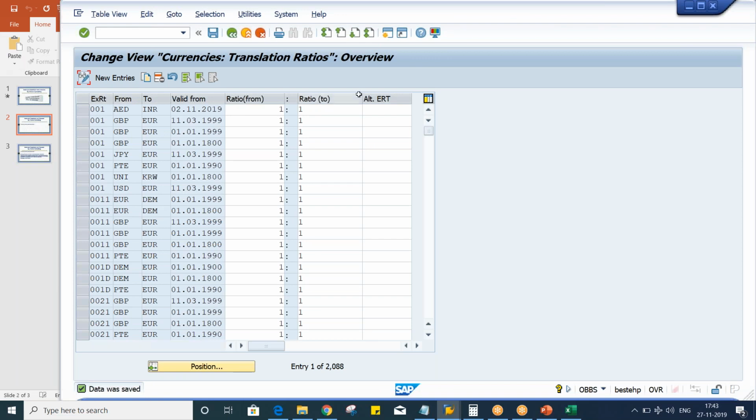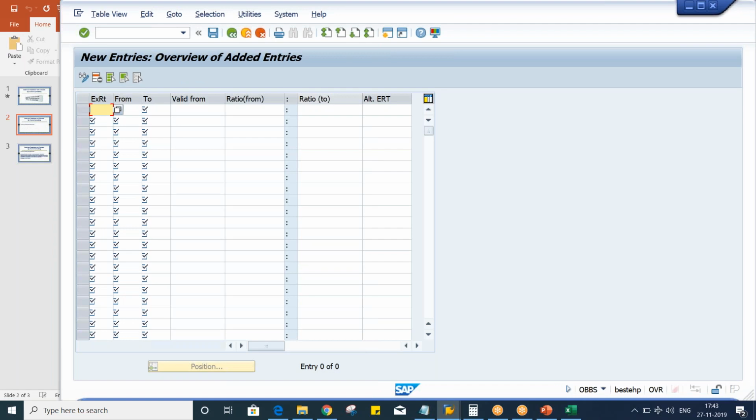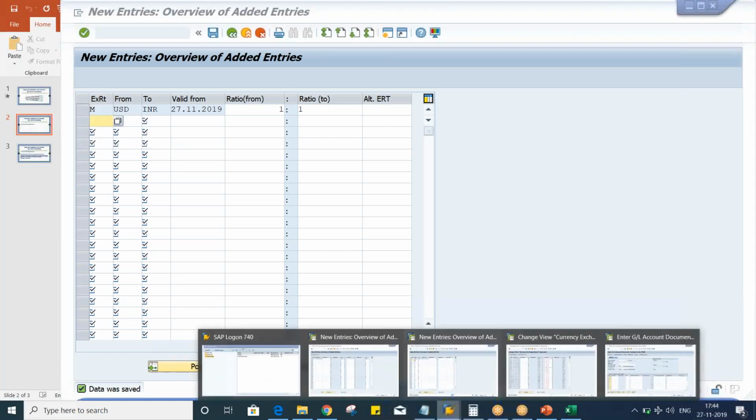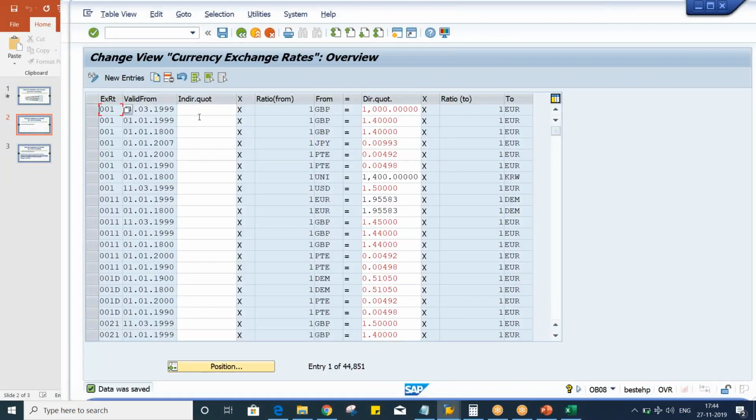Say, for example, I always give the example of Tata Motors. Let's suppose here I'm going to give exchange rate type M, USD versus INR, Indian currency, with the current date itself, 27, and ratio 1:1. Always we give 1:1. Save this. Once we give this translation ratio, only then are we going to specify the rate.